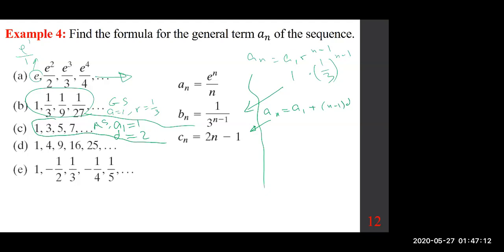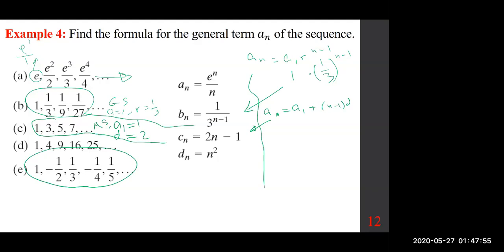Yeah. Can anybody give us the answer to part D? What do you notice? Anyone? They're squares. Beautiful. N squared. Simply numbers are being squared, natural numbers. 1 squared, 2 squared, 3 squared, and so forth. Okay. What about the last one? What do we notice?